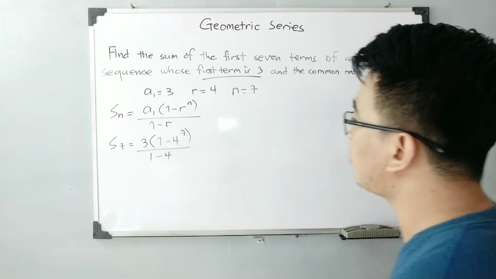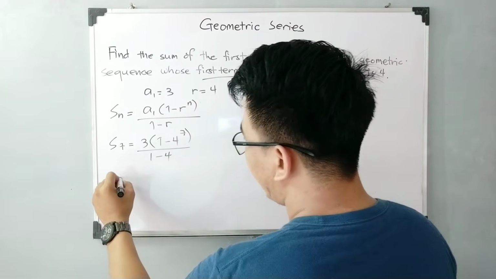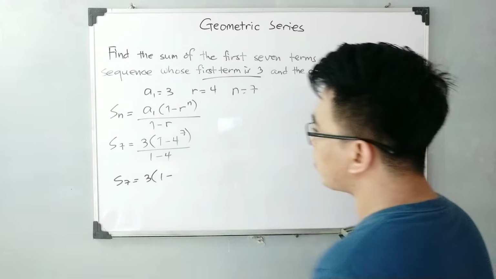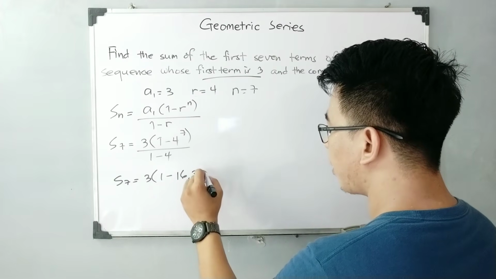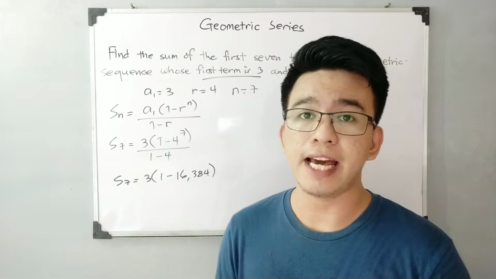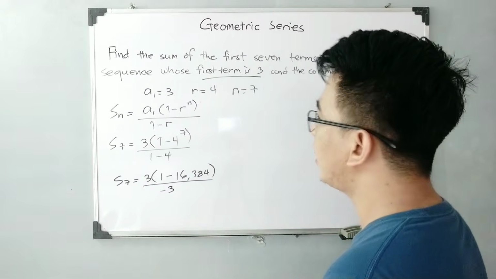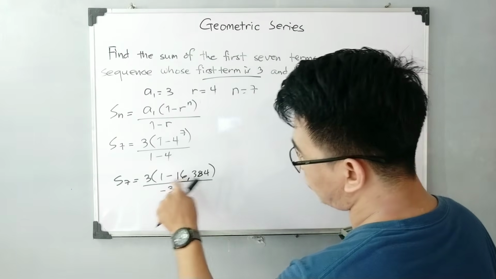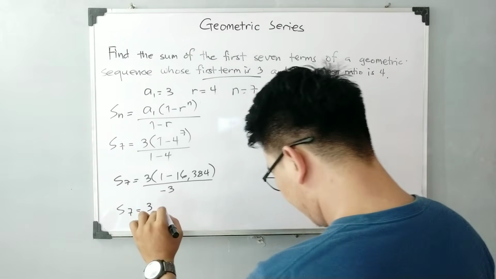Now, if we will use the calculator, continue lang natin. Same process, we will solve this first. Your S sub 7 is equal to 3 times 1 minus yung 4 raised to 7 natin, that is equivalent to 16,384. Para makuha nyo to, guys, all you need to do is to multiply 4 7 times to itself, over negative 3. Now, next thing na kailangan gawin is to subtract this one. You have S sub 7 is equal to 3.